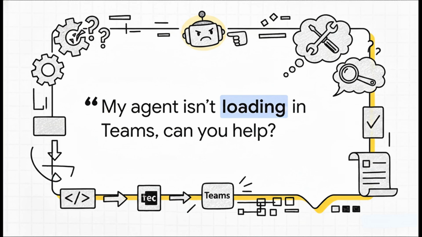And it doesn't stop at just the initial setup either. Development gets messy, things go wrong, we all know it. So if you hit a snag, you can just ask your AI, "Hey, my agent isn't loading in Teams, can you help?" The skill actively jumps in to troubleshoot the problem. And beyond just infrastructure, it'll even help your coding agent write the application logic itself, making sure your code follows all the official best practices straight from the Teams SDK docs.